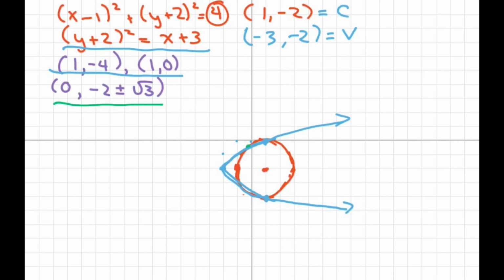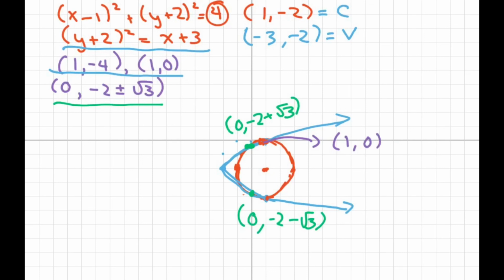So this point in here is going to be 0, comma negative 2 plus square root of 3. So it should be right on the 0. And this one right here would be 0, comma negative 2 minus square root of 3. And of course, these 2 points, this one and this one, I'll just do that. This is going to be 1, comma 0. And this one right here is going to be 1, comma negative 4. And there's your 4 points of intersection.